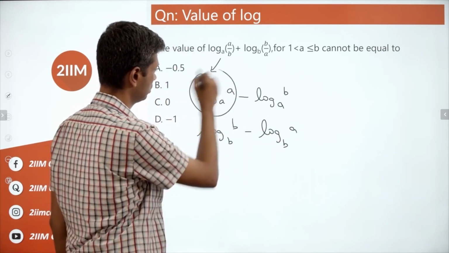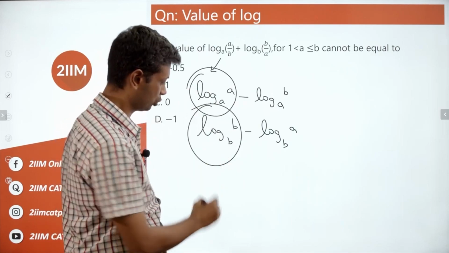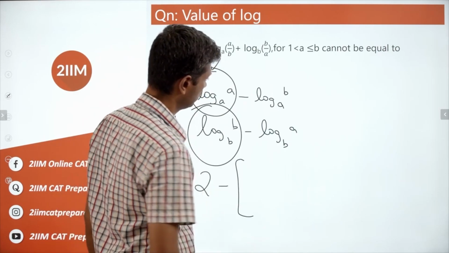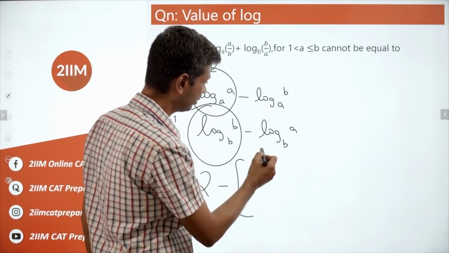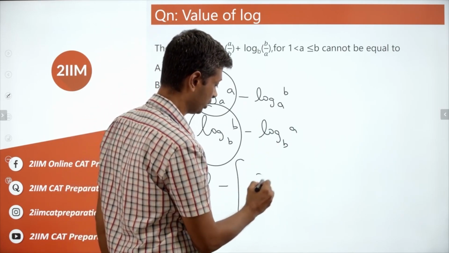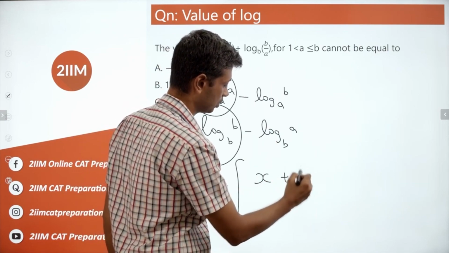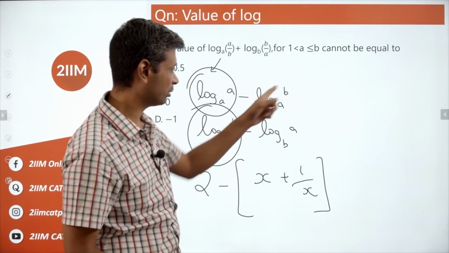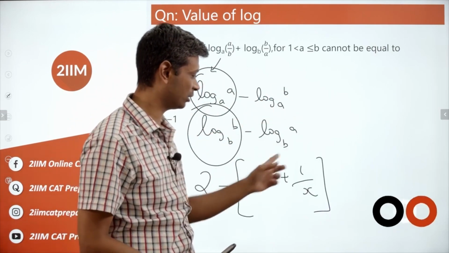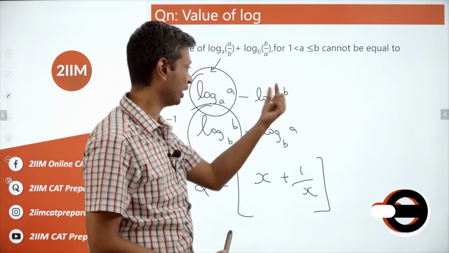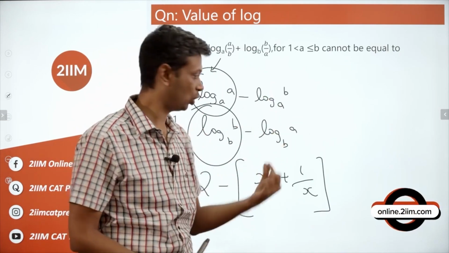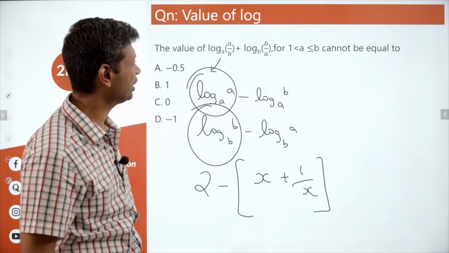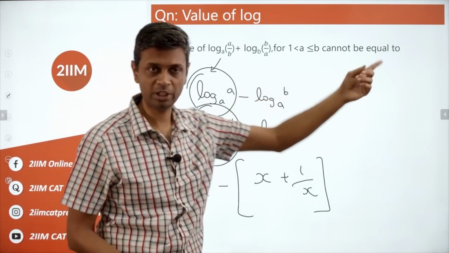This is 1, this is 1. So this 2 sitting here, 2 minus of log b to the base a plus log a to the base b. I'm going to call it as x plus 1 by x. Why am I writing like this? If log b to the base a were x, then log a to the base b would be 1 by x. Log a to the base b is just a reciprocal of log b to the base a. Right? So it cannot be equal to, is what we are saying.